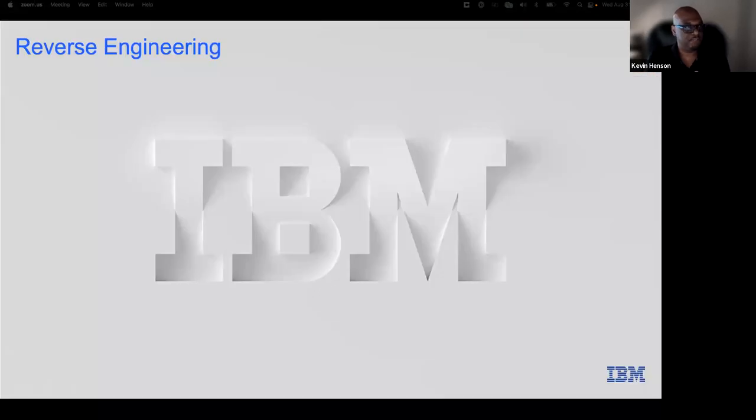All right, so now we're going to do a little pivot into actually looking at reverse engineering and taking a look at the process, some of the tools that I use, and the makeup of the team that I am a part of.